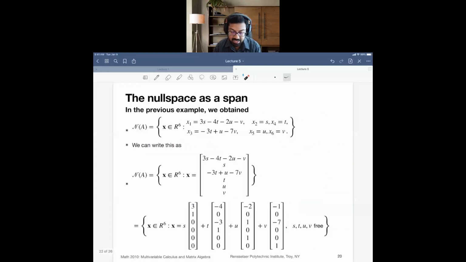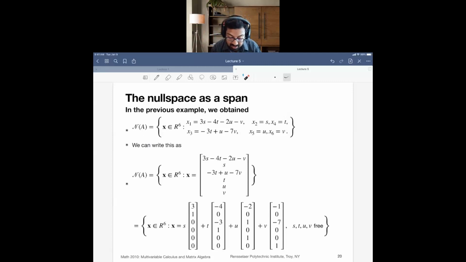Let's continue with that example here and express that null space as a span, which means that we are trying to express the null space as a linear combination of vectors, a span, right? So we have over here the same statement: the null space is the set of all x in R to the 6, where these are the values of all the 6 elements in x. This is going to be a solution set for the coefficient matrix A.